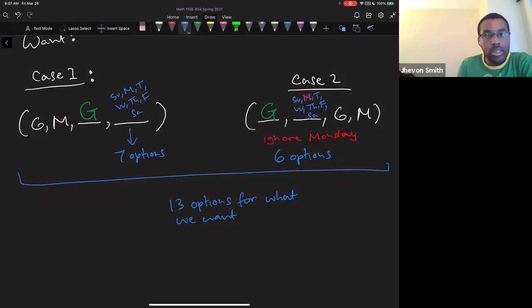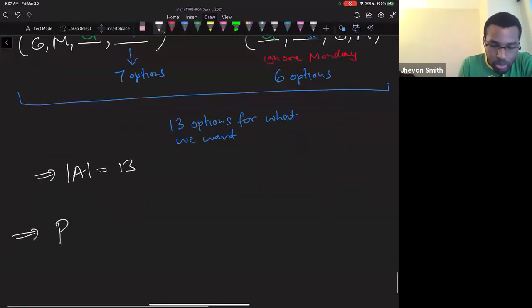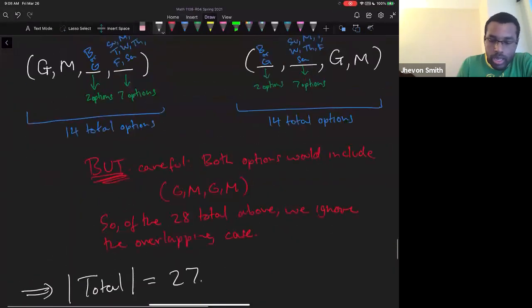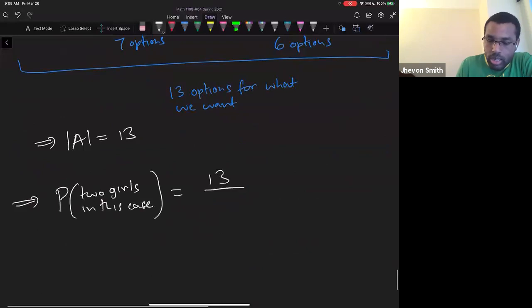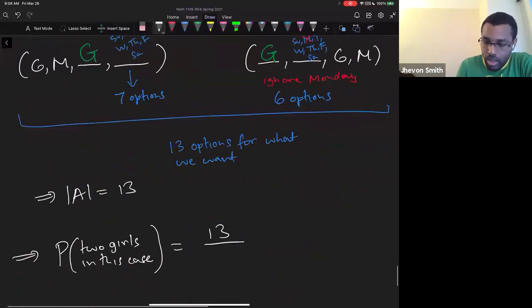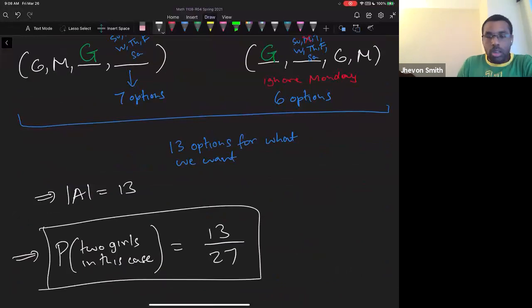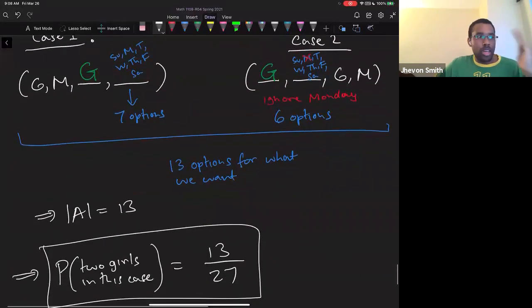So ultimately, I have 13 total options. So this means the size of A is 13. And so this means, in this case, the probability of 2 girls is the number of ways we can get what we want divided by the total number of possibilities, 13 over 27. Which last time probably seemed like a very random number to you, but of course it wasn't random at all, was it? It comes down to you figuring out how you're going to dissect things, how you're going to think about the problem, and then just kind of counting, right?